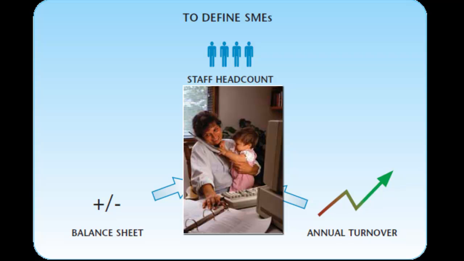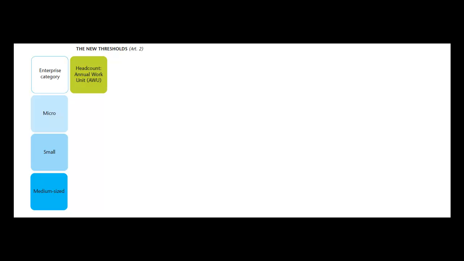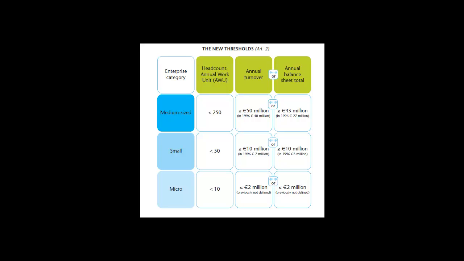For this reason, it is recommended to the SMEs to fill a self-assessment declaration to justify the size of the enterprise. The enterprise categories are defined as micro, small, and medium-sized. The variables that must be considered are staff headcount, annual turnover, and annual balance sheet. This table defines the 6 rules to be applied in order to determine whether your enterprise is a micro, small, or medium-sized.